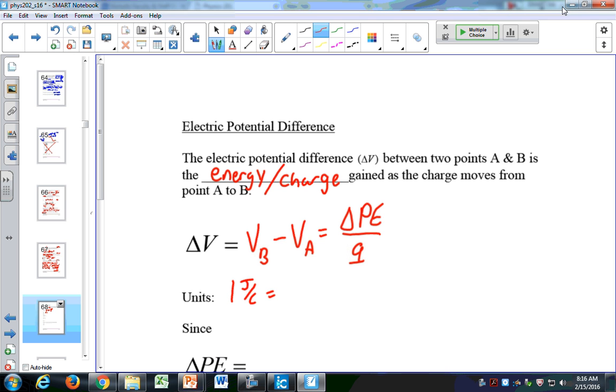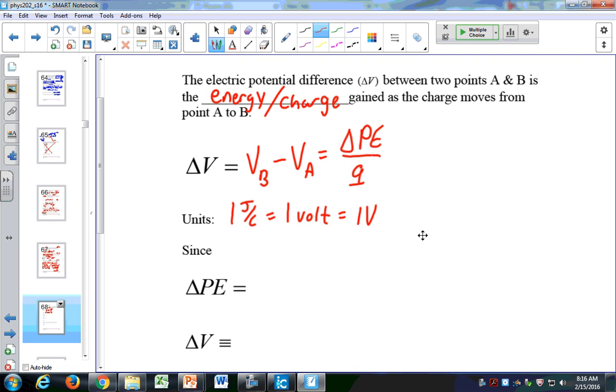and we call this a volt. It's after Voltaire, so we capitalize it when it's abbreviated. So 1 V. You're probably familiar with this. It's the same as we use when we talk about our outlets being at 110 or 120 volts. It's an energy per charge. How much energy per charge do we have?